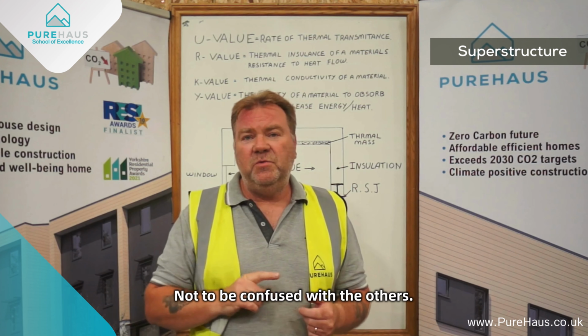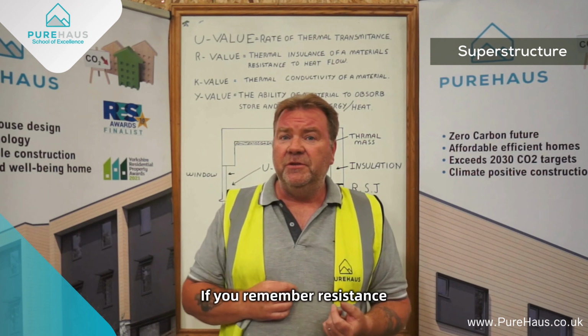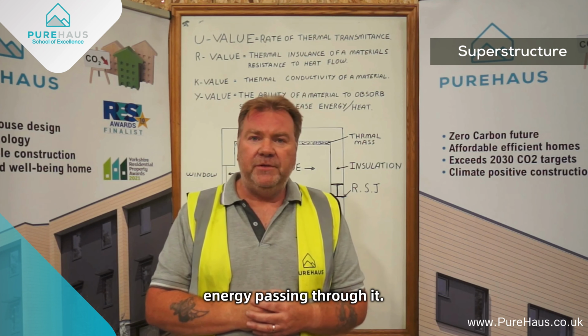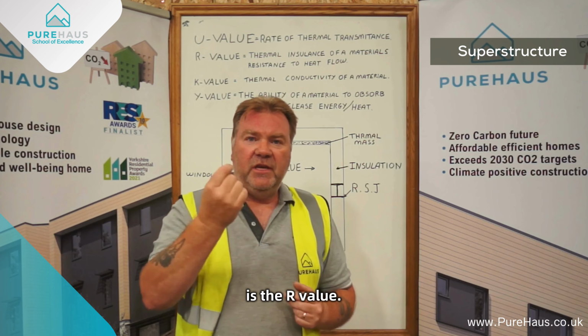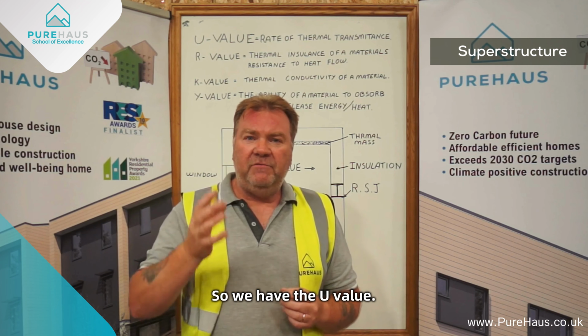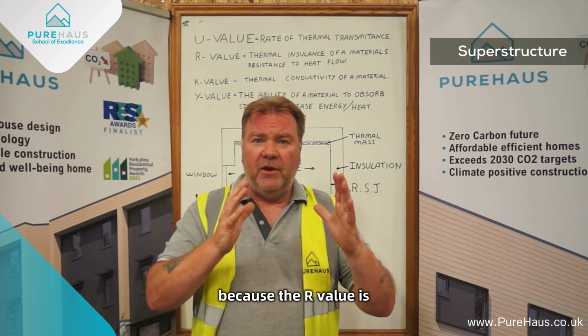They are separate units. We're going to go to R value. R value is resistance. If you remember resistance to R value, you're doing okay. Thermal insulance of a material or product. Thermal insulance means how much it's going to fight against and resist energy passing through it. So if we have an insulation and there's energy or heat trying to pass through it, that rate that it passes through is the R value. That's what it's measured in. So we have a good low U value because the R value, the resistance to that loss of energy, that loss of heat, is high. That's your R value.